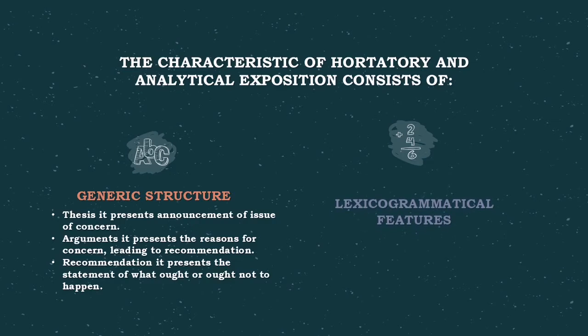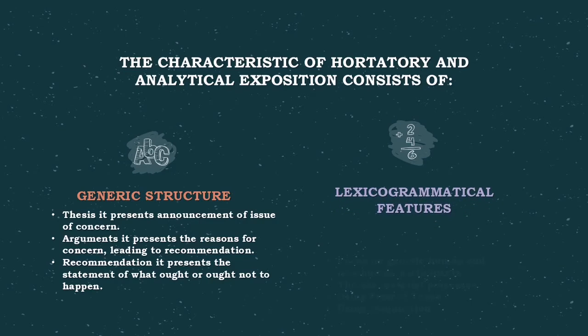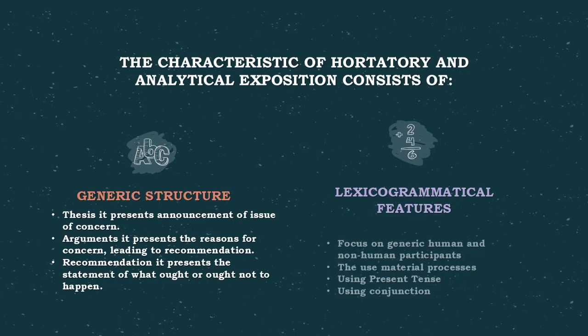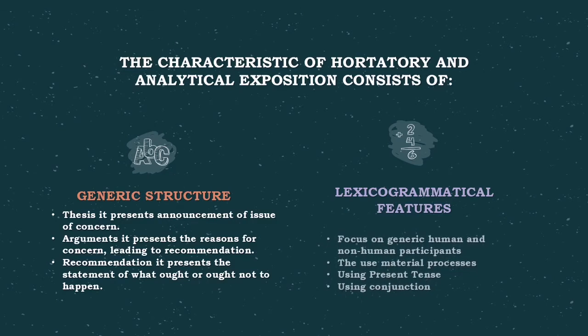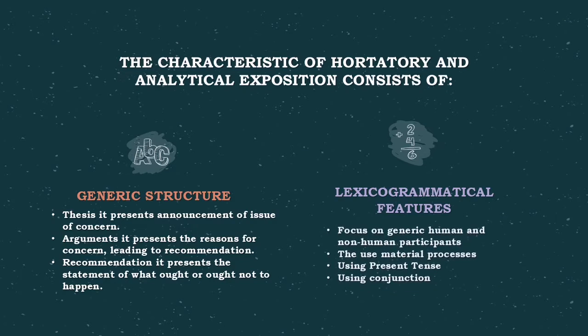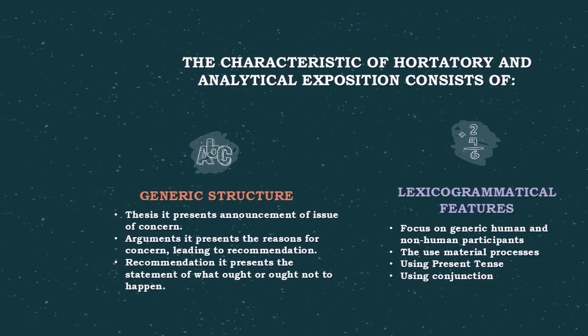Second is lexicogrammatical features. First is focus on generic human and non-human participants. Second, the use of material processes. Third is using present tense. And fourth, using conjunction. Next slide.